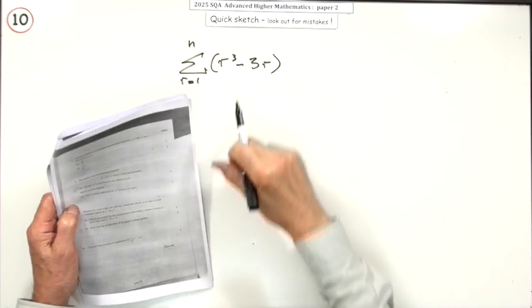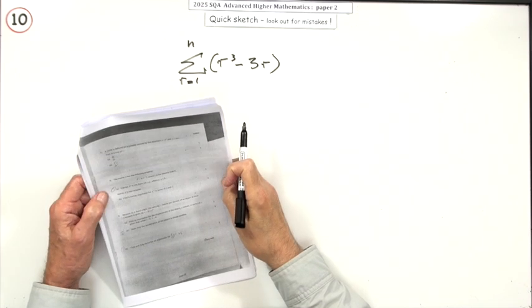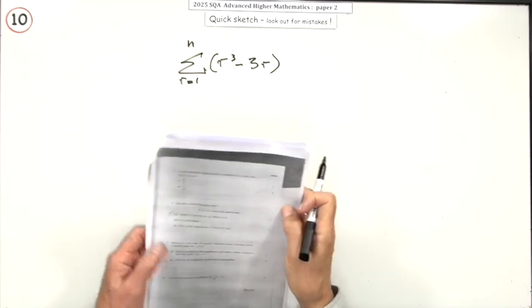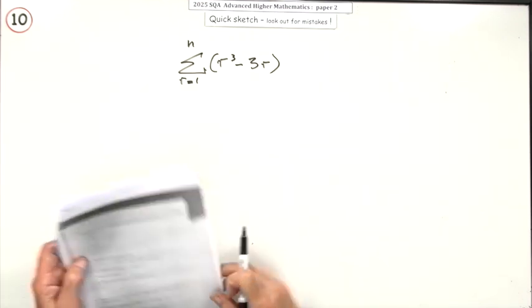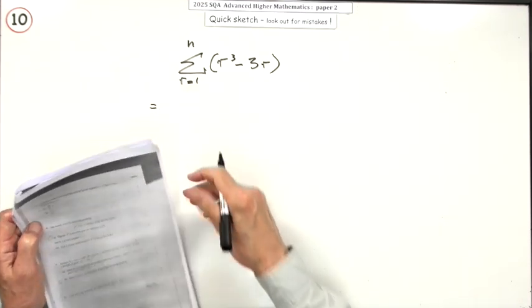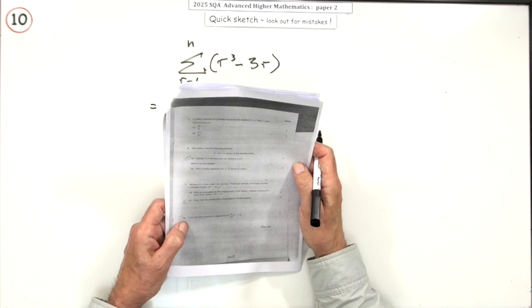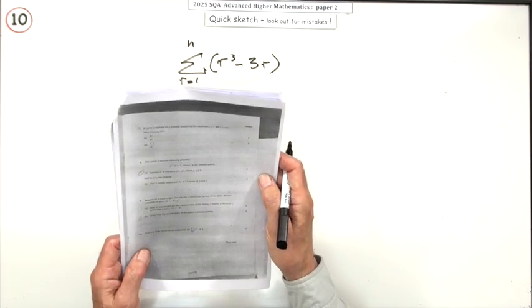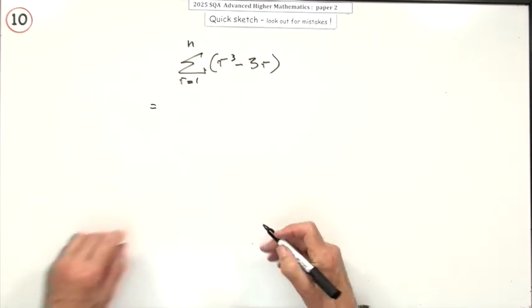So number 10 then, from the second paper of the 2025 Advanced Higher Maths, a little 2-mark question here, bang in the middle of paper 2. Makes you think it's just a little stocking filler then. What can we do to make up those missing 2 marks? Find and fully factorise an expression for this.